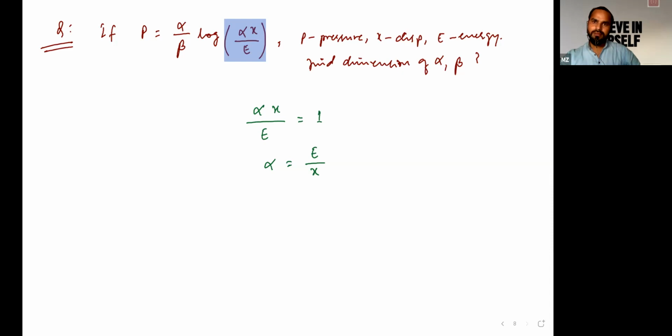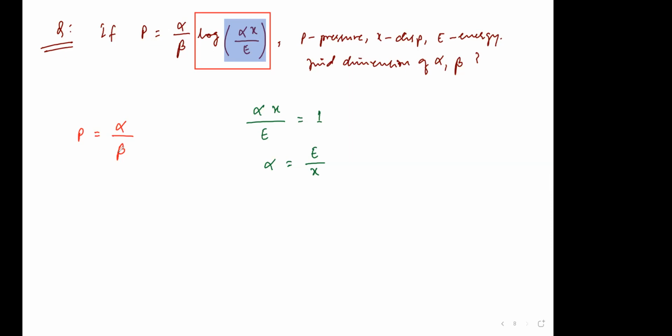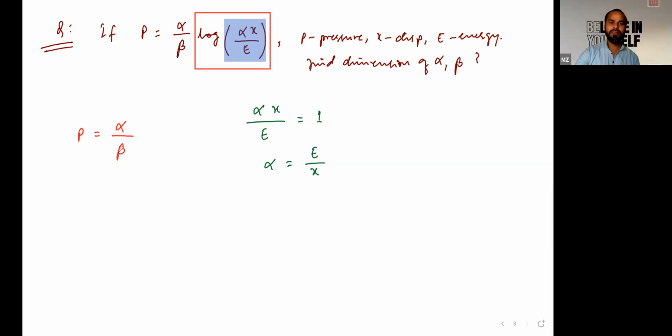Now just see this whole part, log of any number. This whole part defines just a number, and a number is a dimensionless quantity. So we can neglect this whole part. What we're left with is P equals alpha divided by beta. Is it clear? Yes, sir. In this expression, we know the dimension formula for P, which is pressure, and we have already solved for alpha. Just put them in and try to solve for beta.